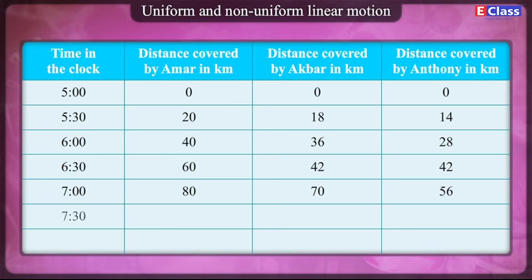Time in the clock 7:30. Distance covered by Amar in kilometers 100. Distance covered by Akbar in kilometers 95. Distance covered by Anthony in kilometers 70. Time in the clock 8. Distance covered by Amar in kilometers 120. Distance covered by Akbar in kilometers 120. Distance covered by Anthony in kilometers 84.